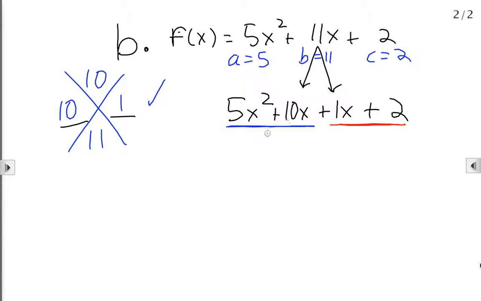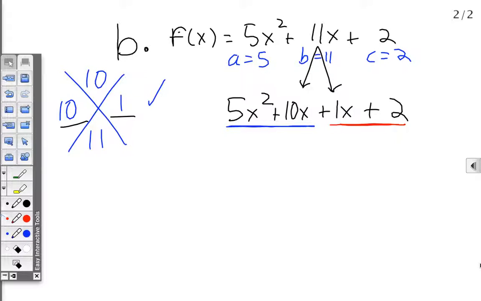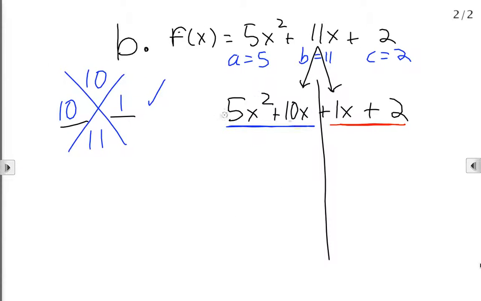So over here on the left, if we look at 5x squared plus 10x, 5 goes into 5 and 5 goes into 10. And also, x goes into x squared and x goes into x. So we have 5x as a common factor. If you divide by 5, you have 1. And if you have x squared and you divide by x, you're just left with x. And then if we take 10x and factor out 5x, we're just left with 2.